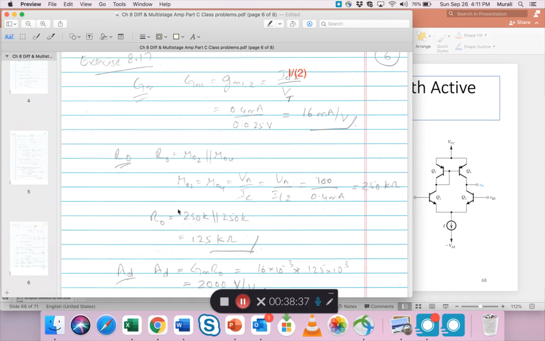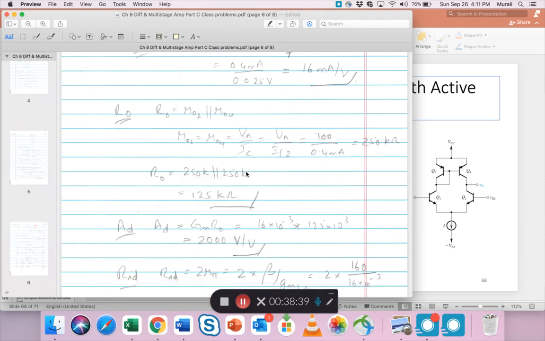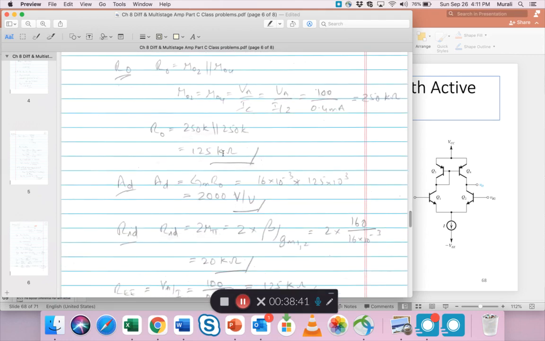So RO gives you 250K in parallel with 250K, 125. AD is GM RO, GM 16 milliamps, RO 125 kilo, so you get 2000 volts per volt. So you'll also notice that compared to MOS amplifiers, the gain numbers seem even higher when you are talking about BJTs.